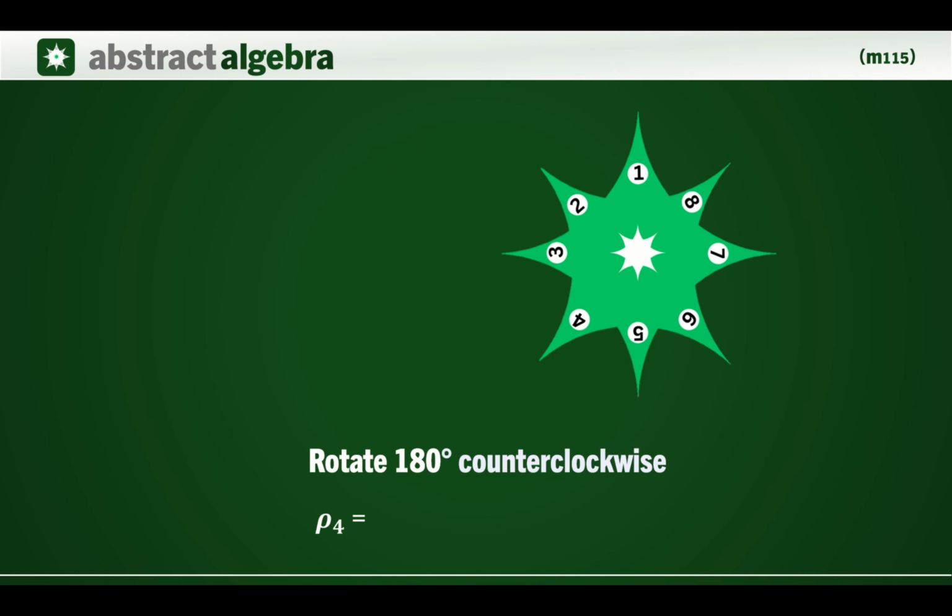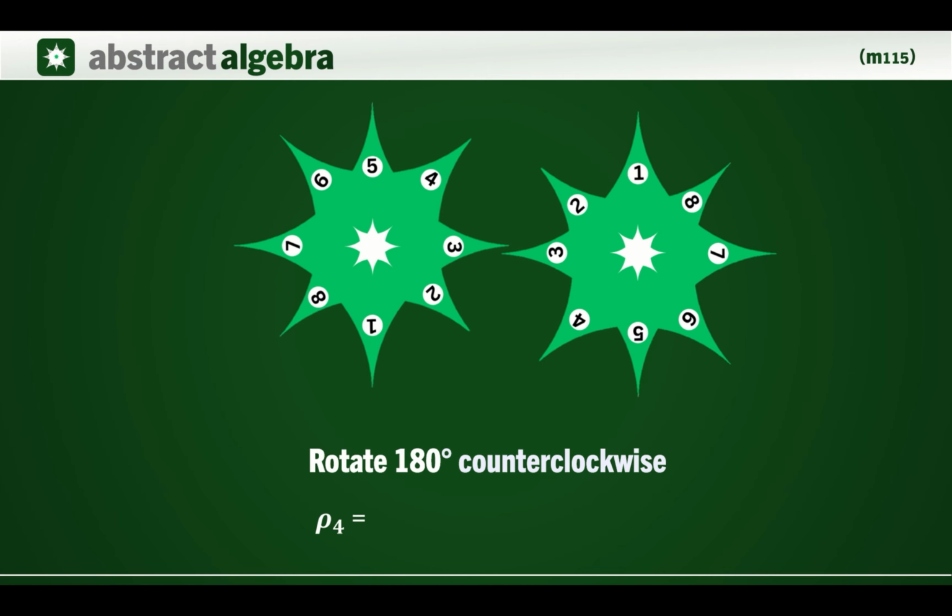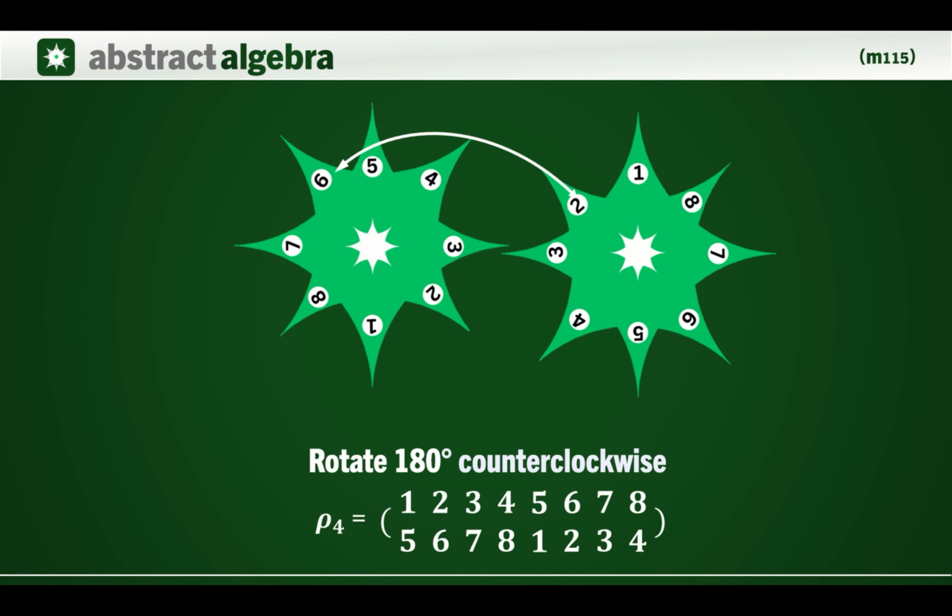Next, we are going to get rho sub 4. To get the result for rho sub 4, we are going to rotate our model 180 degrees counterclockwise. Then we are going to map 1 to 5, 2 to 6, 3 to 7, 4 to 8, 5 to 1, 6 to 2, 7 to 3, and 8 to 4. So this is the result for rho sub 4.